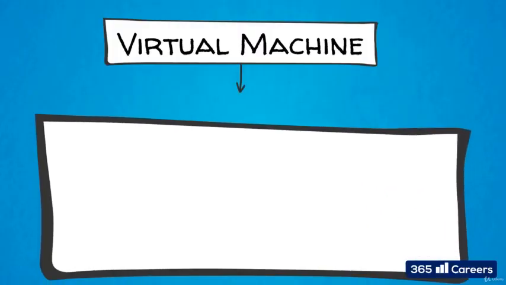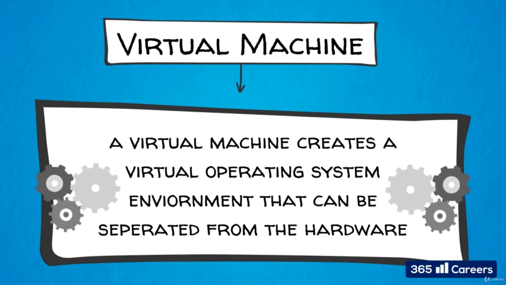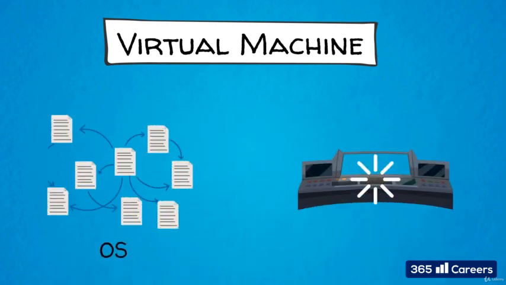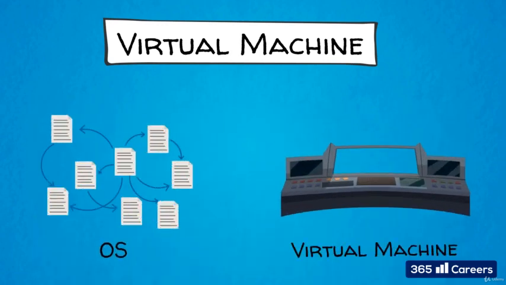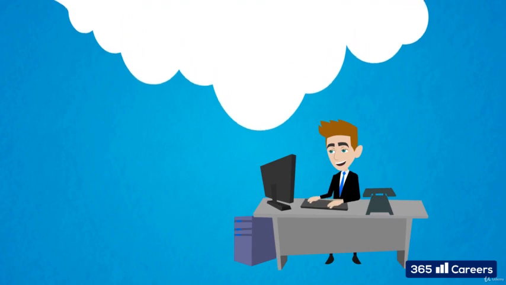A virtual machine basically creates a virtual operating system environment that can be separated from the hardware. This allows an entire operating system to be copied and pasted from one hardware device to another, just like any other file. Think a video, a picture, or a text file. Such virtualization is part of cloud computing, which is very popular nowadays.